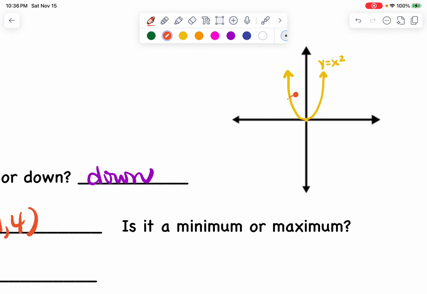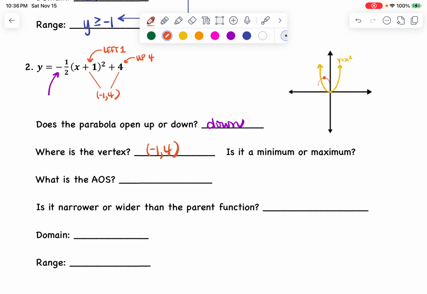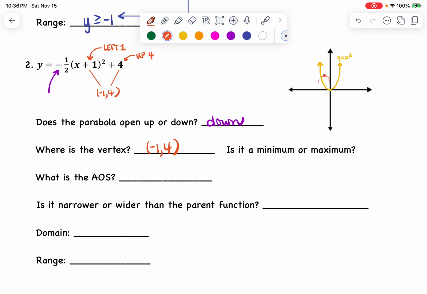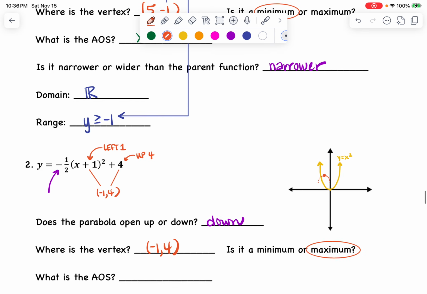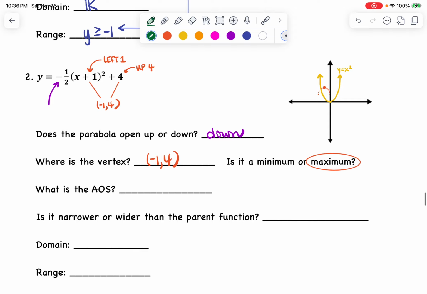I'm not sure how much wider or whatever. We'll get to that question in just one sec. All right, so we know it opens down. So that means our vertex is a maximum. It's the highest point on our downward facing parabola. All right, what is the axis of symmetry? Well, of course, that's x equals -1. Again, that's just the vertical line that passes through the vertex that cuts our parabola in half.